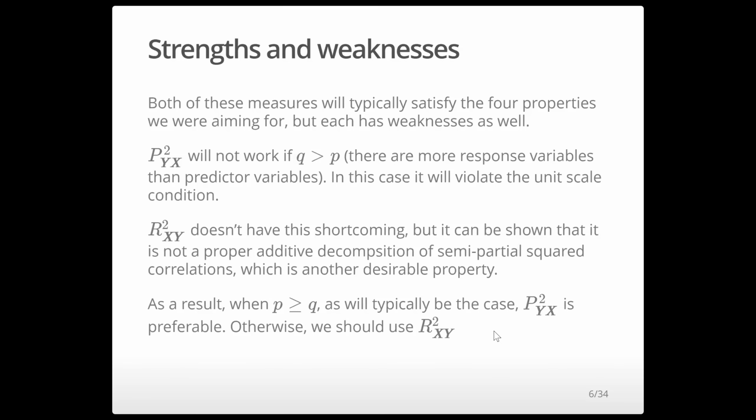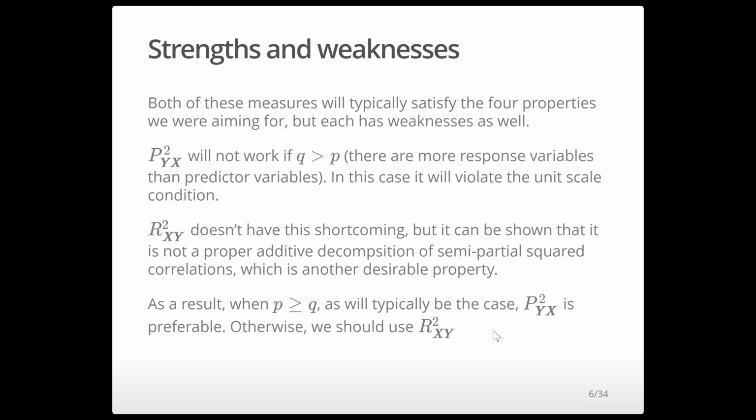So both of these measures have strengths and weaknesses. They both will typically satisfy the 4 properties that we're aiming for, and they have a lot of the desirable properties we're looking for, but they both have weaknesses as well. The problem with P squared yx is that it won't work if there are more response variables than predictor variables. If q is greater than p, it can never actually reach 1, so it will violate the unit scale condition.